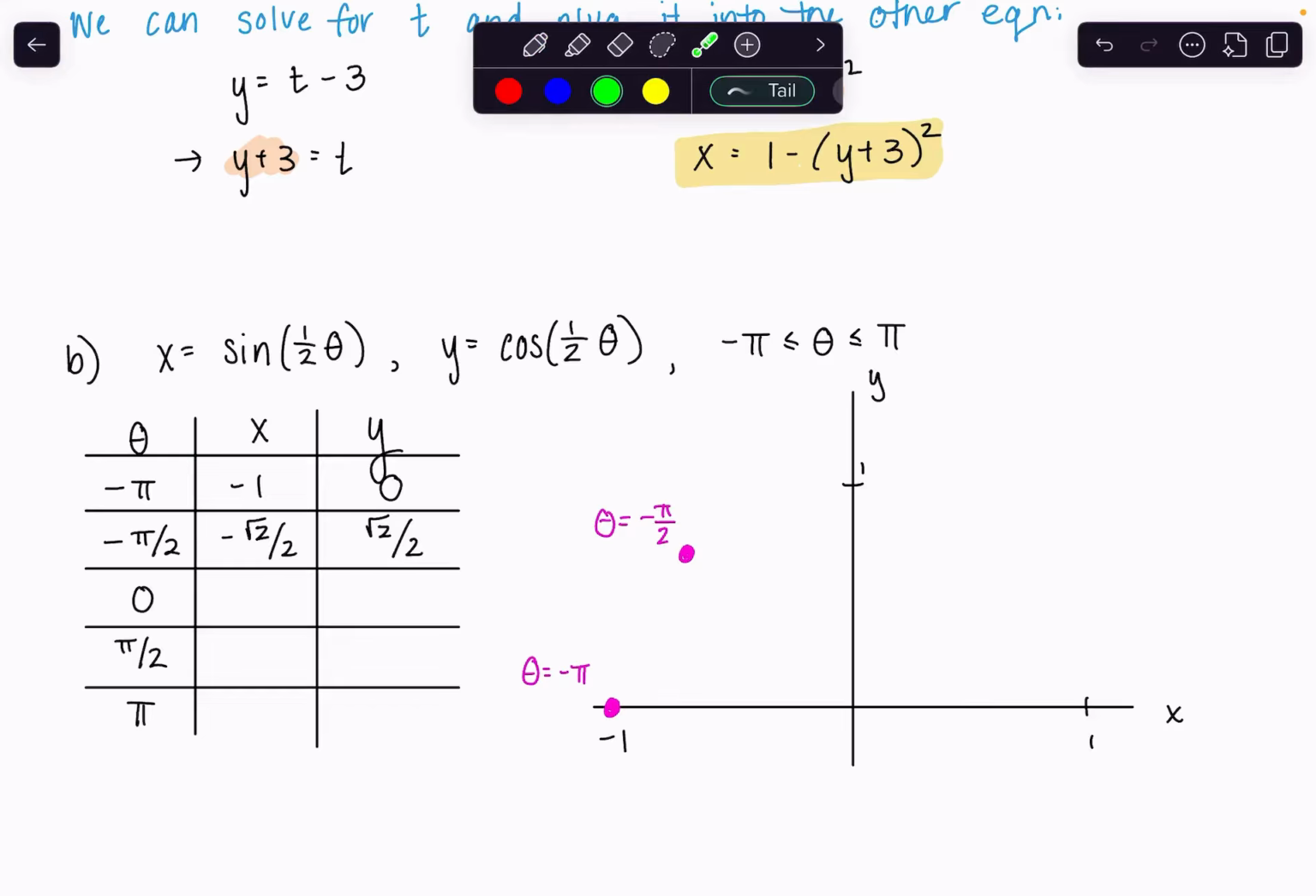0 is definitely the nicest. Sine of 0 is 0. Cosine of 0 is 1. So this is the point (0, 1), which is right here. And then if I plug in pi over 2, that would get me to pi over 4, which is in this quadrant. So both of these will be positive root 2 over 2, which is right here.